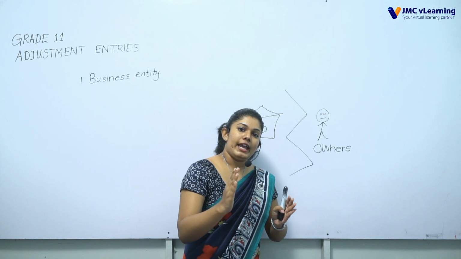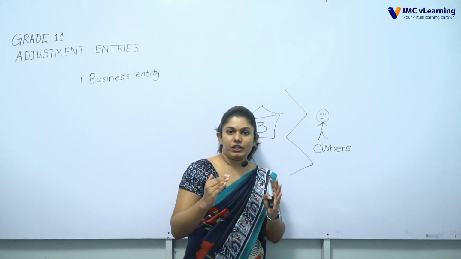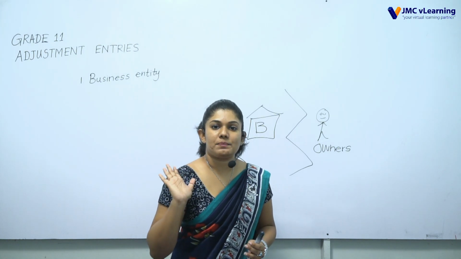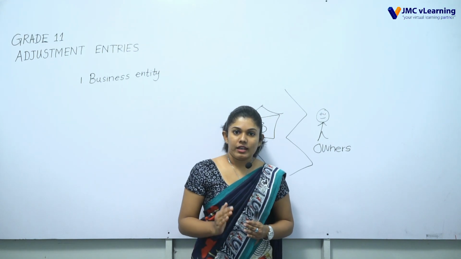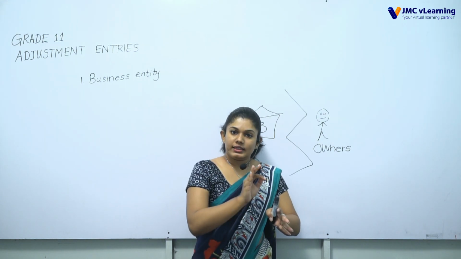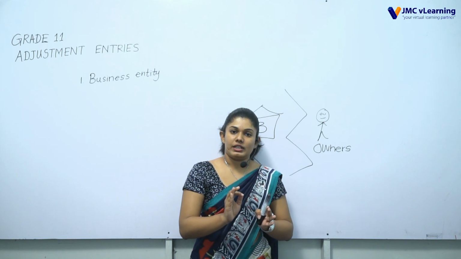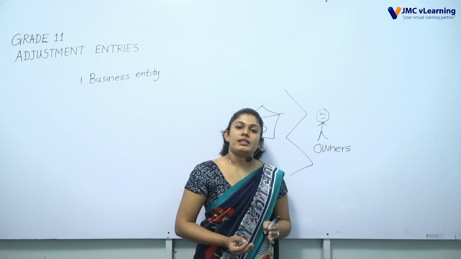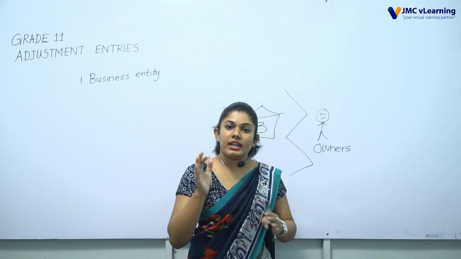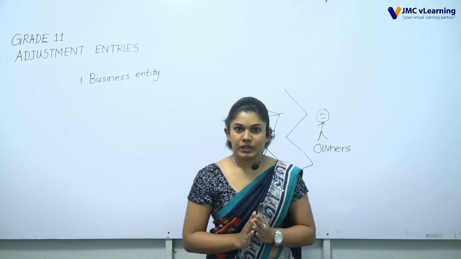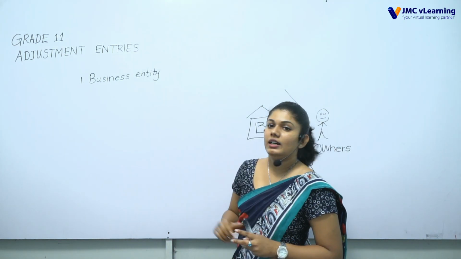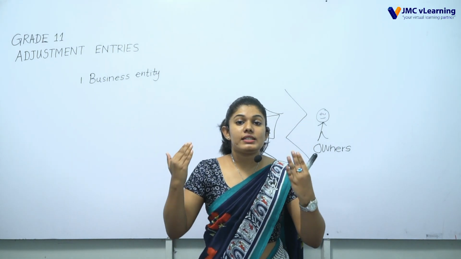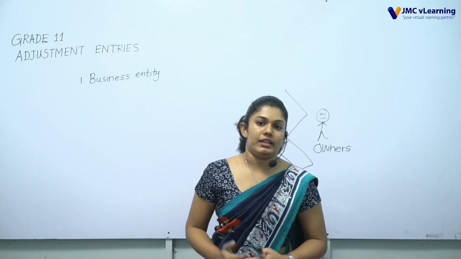If the owner takes business money for his private use, we record it as drawings, not the business expense. That is the meaning. And if he takes money for something else, that is also recorded as drawings. And if he introduces capital, we record it as capital, not as any other income of the business. So simply, business entity concept means owner and the business are two different, separate, independent entities.